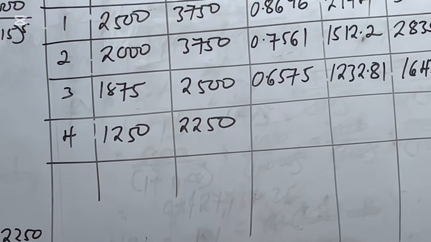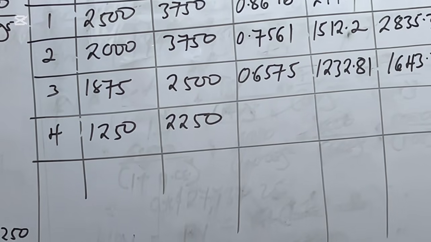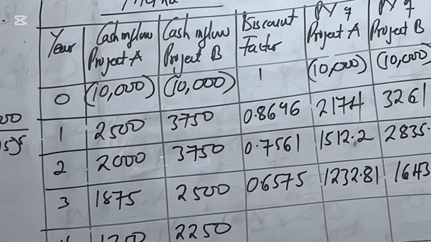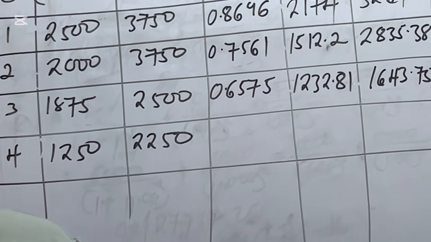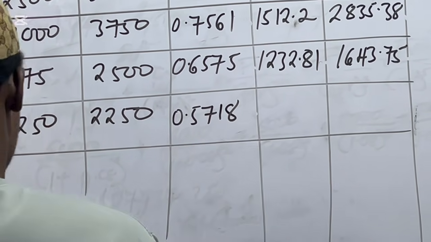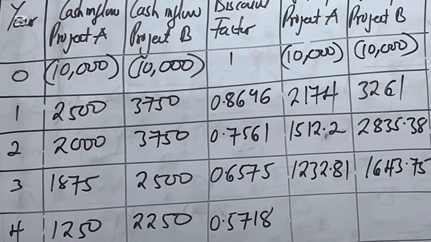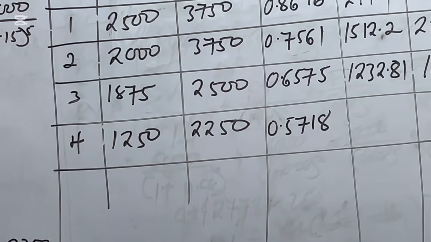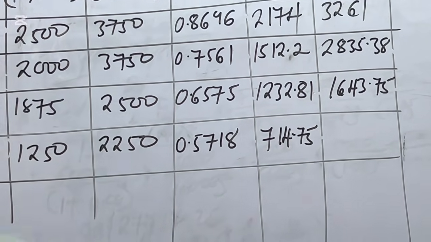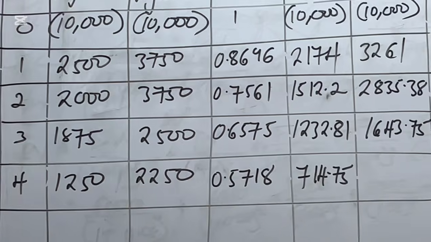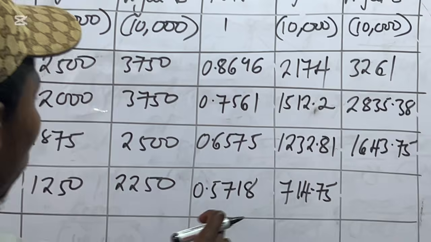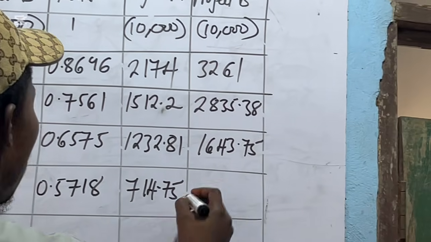So what will be our discount factor? Do it yourself and then put your figure there. Let's all do it. So I have 1.15 raised to the power 4. And I have 0.5718. So 0.5718 times 1250. And that will give me 714.75. Then when we come here, 2250 times 0.5718 will give us 1286.55.